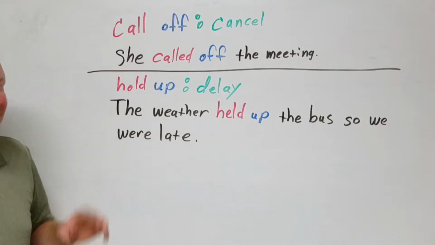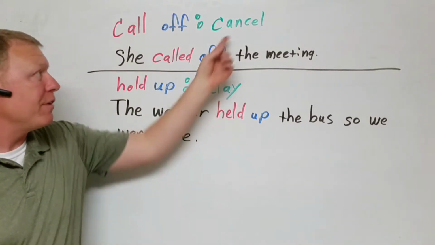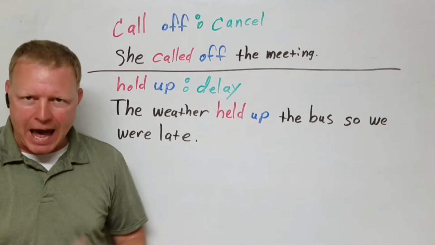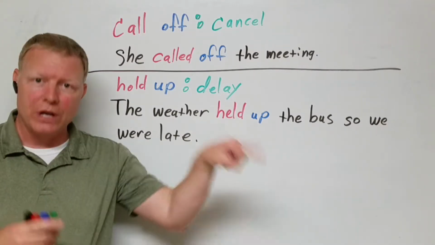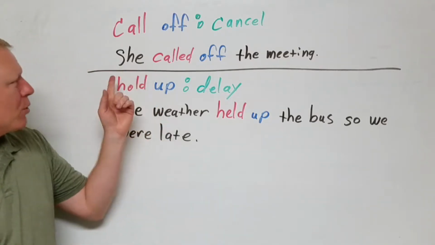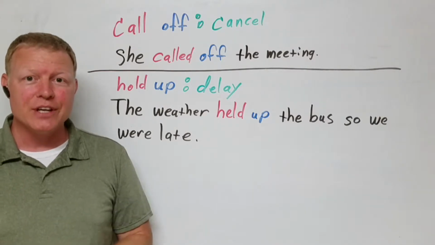phrasal verbs here. Let's look. The first one is to call off. Now, when you call something off, it means to cancel. You say, we're not doing it. I'm sorry. We had a plan. We had scheduled it. We were going to do it, but now we are not going to do it. So she called off the meeting just means she canceled the meeting, right?